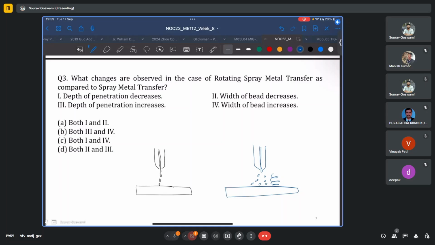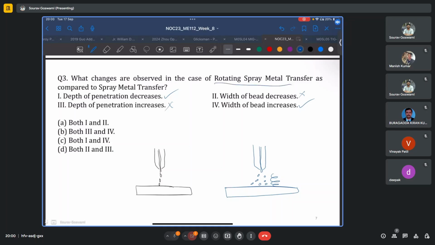So what will happen because of this rotating motion? Does the depth of penetration decrease? This is true because in one case you have superheated metal getting deposited in one place alone. So all the energy is concentrated in one small local region, whereas in the other case, the droplets are spread around. Thus, the energy that they're carrying is also spread around. Does the width of the bead decrease? Because the droplets are being spread around in a larger area, the width of the bead will increase. So option D is correct. And because one is correct, three is also wrong because the depth of penetration does not increase in the case of rotating spray metal transfer.